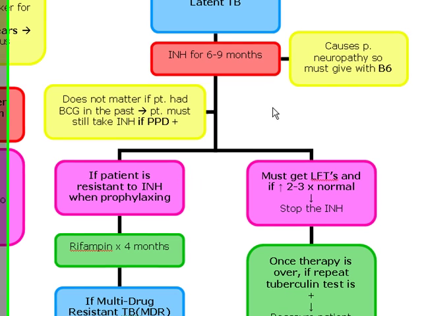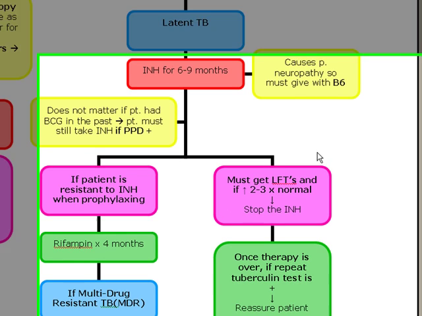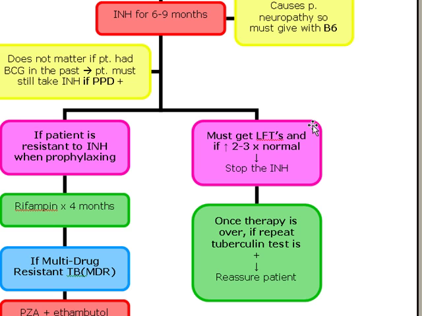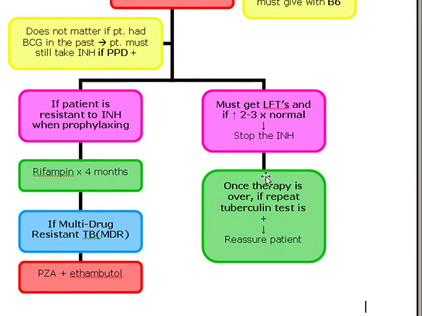Remember, when we give INH, we have to get LFTs because LFTs can be elevated. And if the LFTs, as a side effect, get elevated up to 2 to 3 times normal, we're going to stop the INH. And remember, once we have finished the 6 to 9 month course of INH, we are going to repeat the tuberculin test. But even if the tuberculin test is positive, we're not going to put them back on INH. We're just going to reassure the patient.